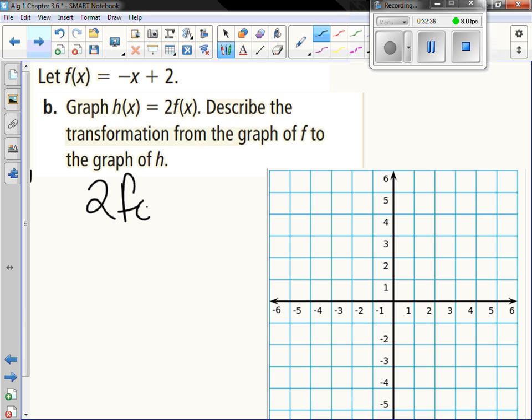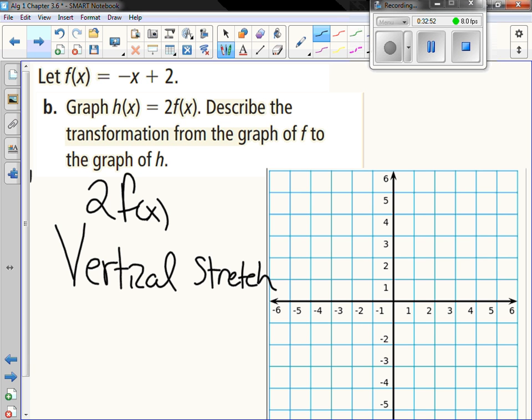Okay, let's look at 2f of x. Really, because the number is outside of f, it's not inside the parentheses, it's going to be a vertical stretch or shrink. Why is it a stretch? Yeah, 2 is greater than 1, so this would be a vertical stretch of 2. Really what this is doing is increasing all the values by a factor of 2. It's multiplying each of the y values by a factor of 2.